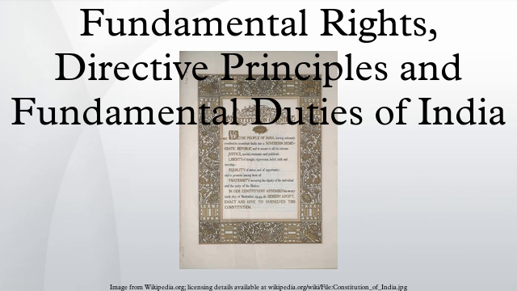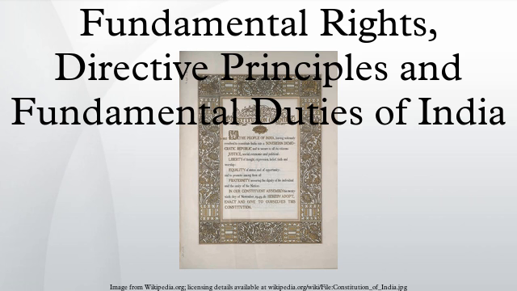Article 27 guarantees that no person can be compelled to pay taxes for the promotion of any particular religion or religious institution. Article 28 prohibits religious instruction in a wholly state-funded educational institution, and educational institutions receiving aid from the state cannot compel any of their members to receive religious instruction or attend religious worship without their consent.